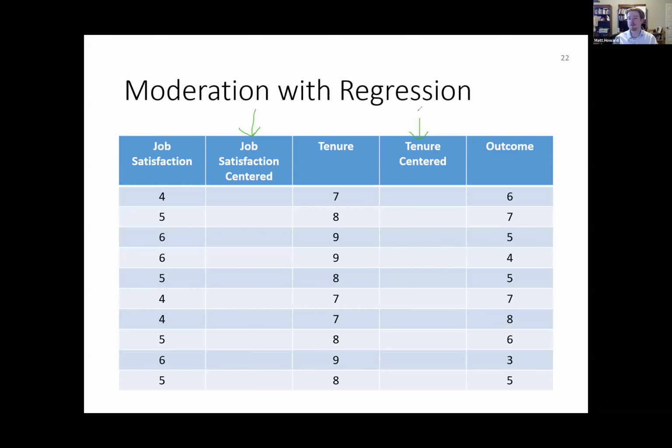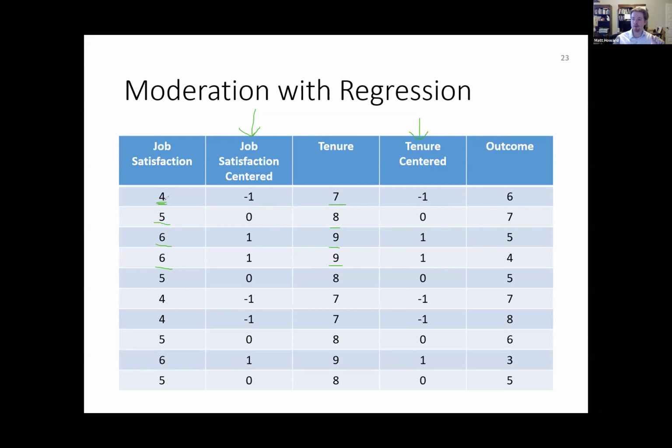We always want to make new columns. We never want to overwrite our observations. And in these new columns, we're just going to, for job satisfaction, subtract a value of 5 from each observation. And for tenure, we're going to subtract a value of 8 from each observation. And we see that in the next slide.